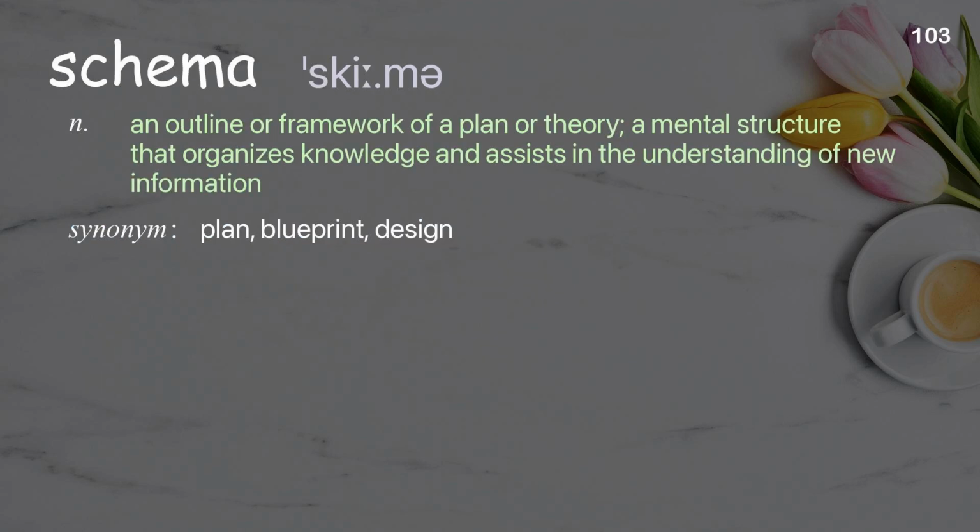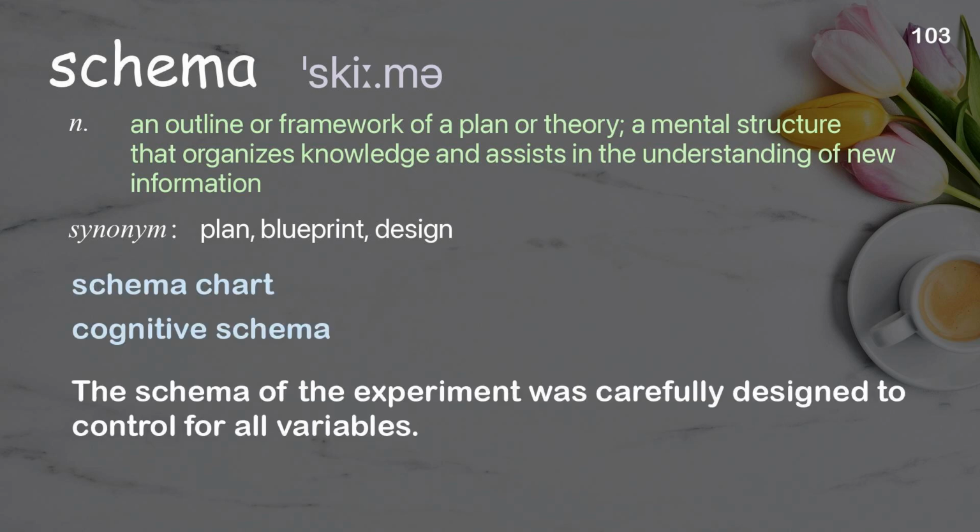Schema. An outline or framework of a plan or theory, a mental structure that organizes knowledge and assists in the understanding of new information. Examples: Schema chart. Cognitive schema. The schema of the experiment was carefully designed to control for all variables.